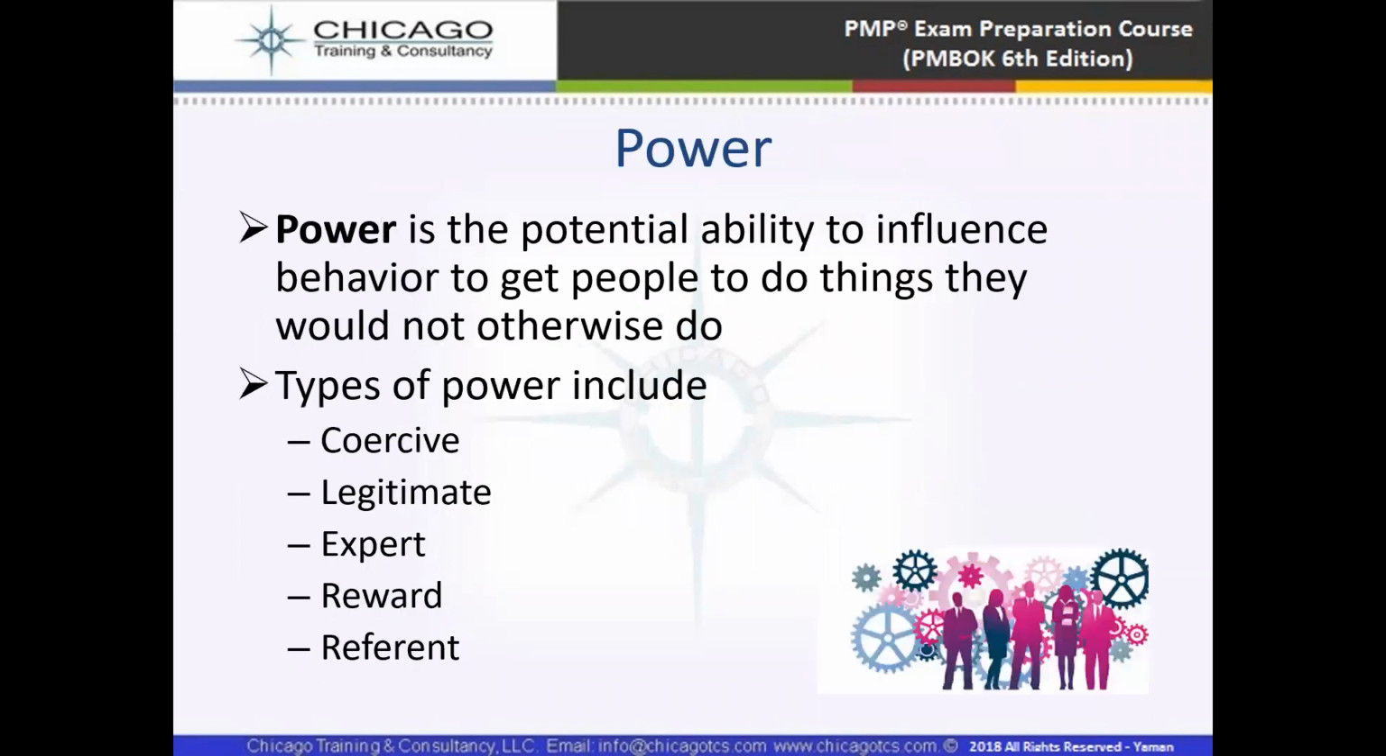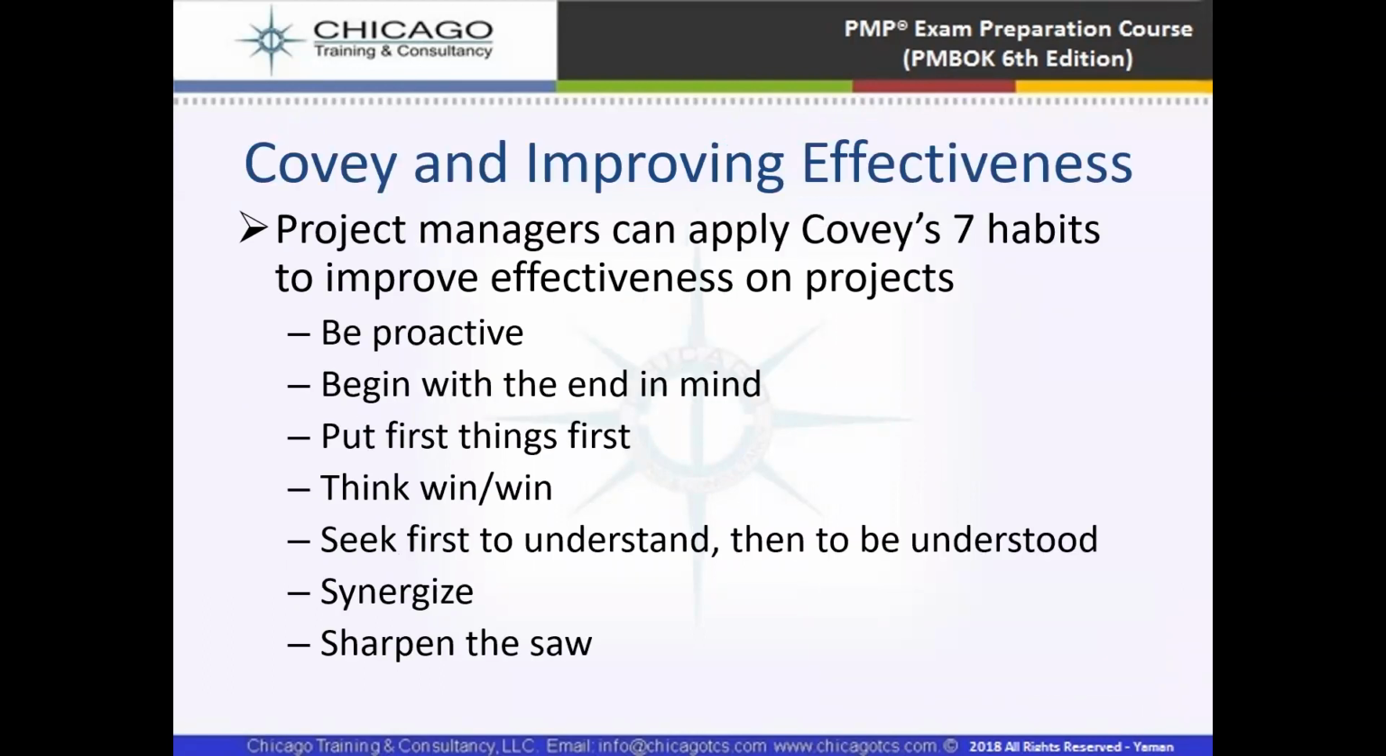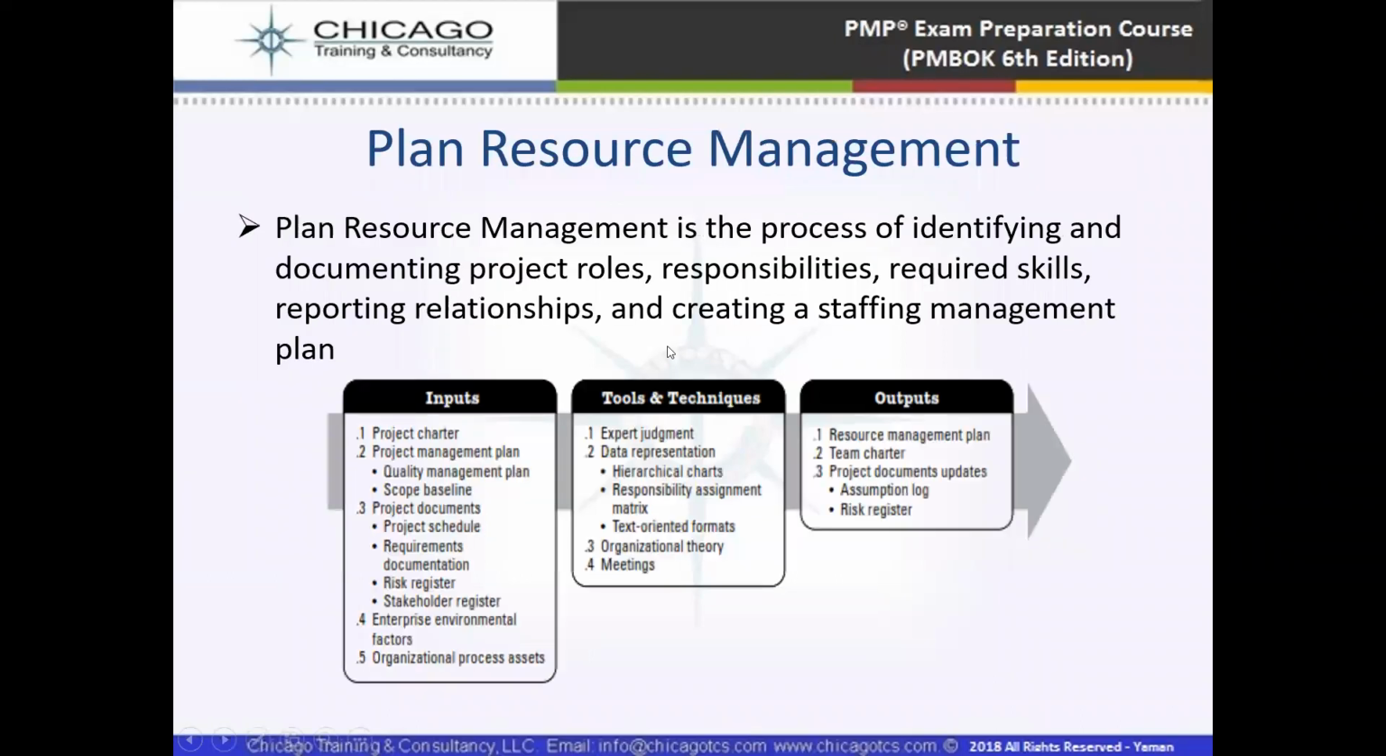And then there is power. Power is the potential ability to influence behavior, to get people to do things they would not otherwise do. Types of power include coercive, legitimate, expert, reward, and referent. Then Covey and improving effectiveness: the project manager can apply Covey's seven habits to improve effectiveness on projects, like be proactive and begin with the end in mind, put first things first, think win-win, seek first to understand then to be understood, synergize, and sharpen the saw. So these are Covey's seven habits to improve effectiveness on projects.